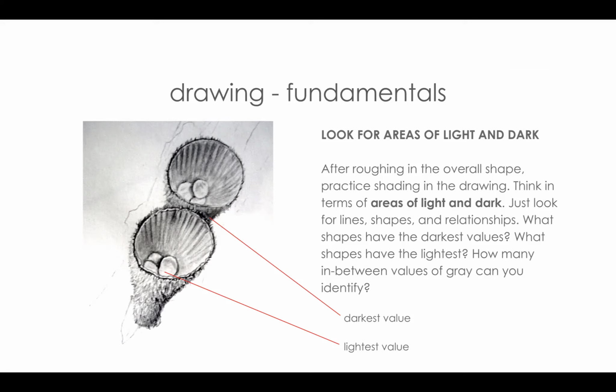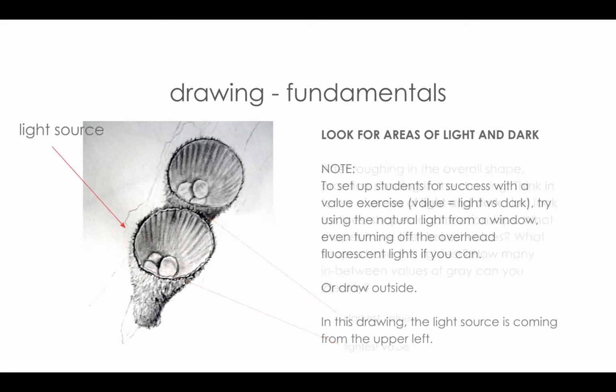So trying to look at what are all the different values? The art term for this is value. So light and dark, or tone. So what are all the different values of gray that you can find in between the darkest and the lightest?